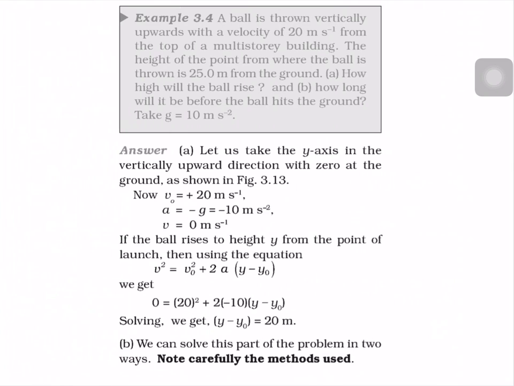The second question: a ball is thrown vertically upward with a velocity of 20 meters per second from the top of a multi-story building. The point from where the ball is thrown is 25 meters above the ground. How high will the ball rise? And second, how long will it be before the ball hits the ground? Take g equal to 10 meters per second squared.